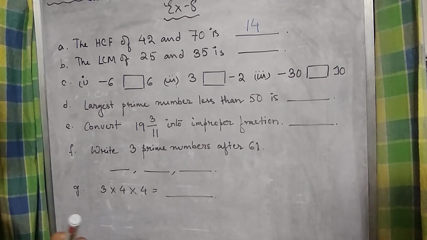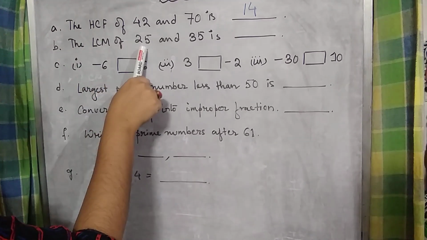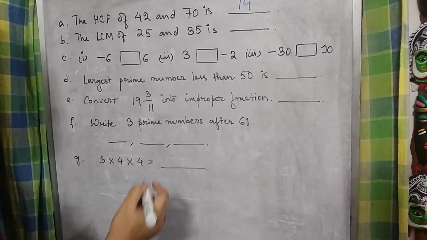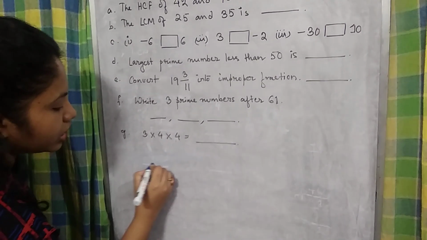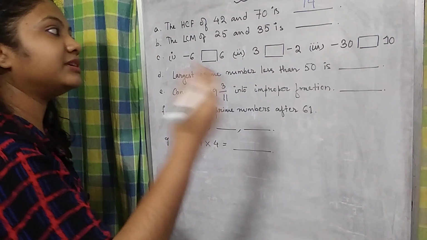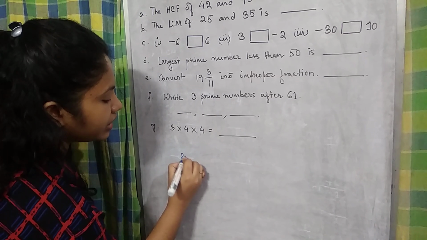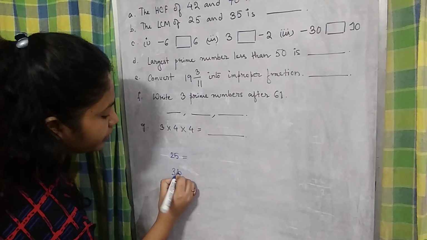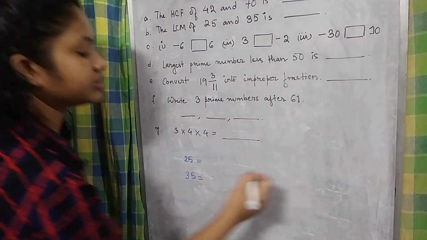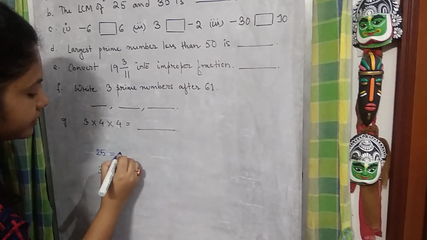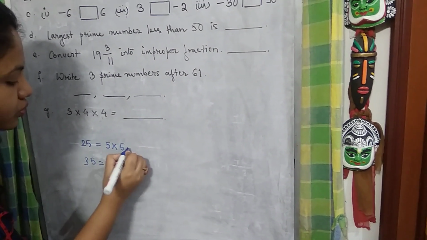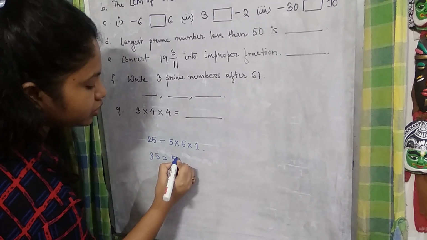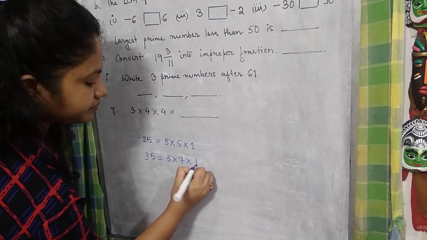Now coming to B. The LCM of 25 and 35 is dash. Now how do we find the LCM? For that we follow almost a similar method. When we find the LCM of 25 and 35, we find their factors first. So 25 is 5 into 5 into 1, right? And 35 is 5 into 7 into 1.